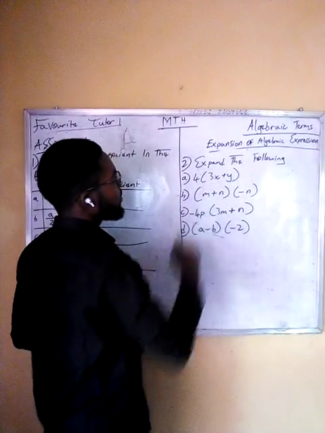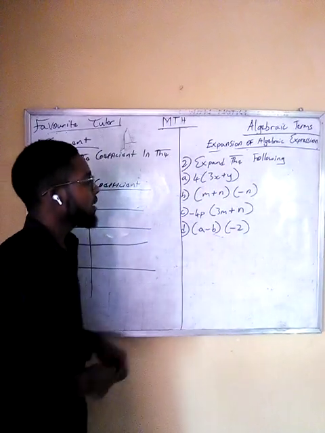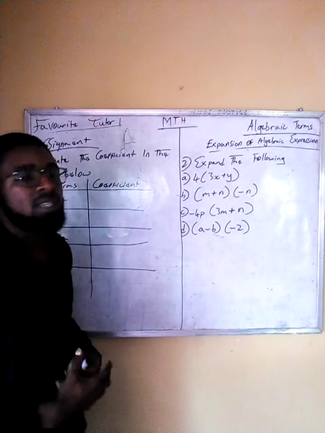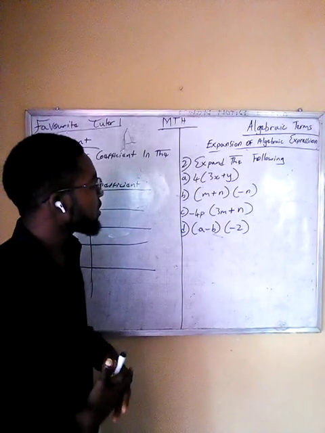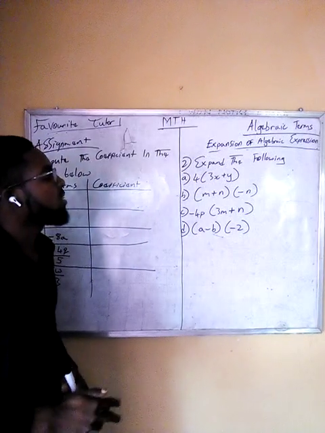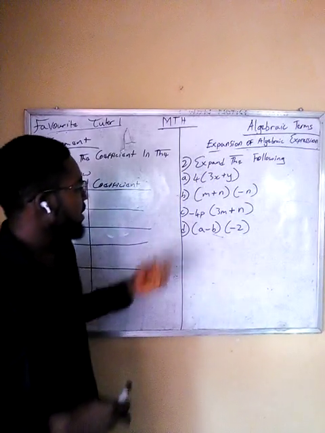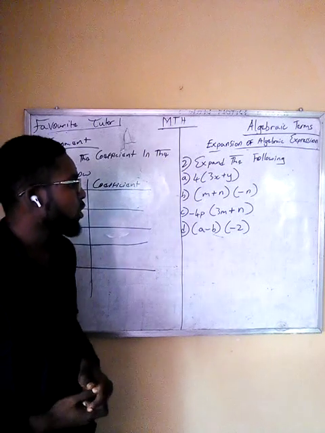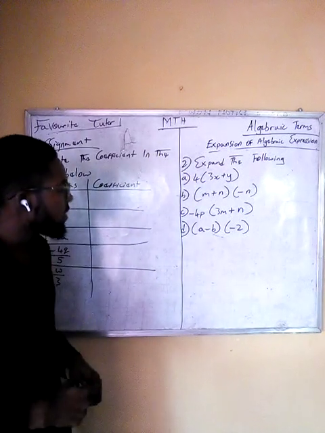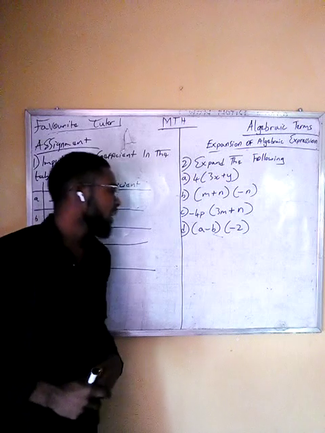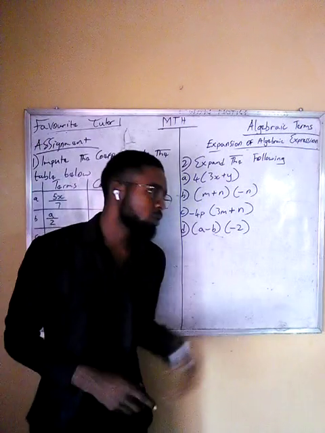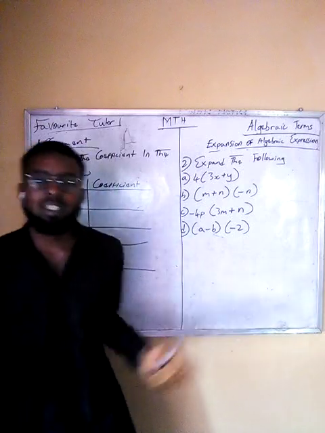A, 4 in bracket 3x plus y. B, m plus n in brackets minus n. C, minus 4p in bracket 3m plus n. D, a minus b in bracket minus 2. So these are the assignments.